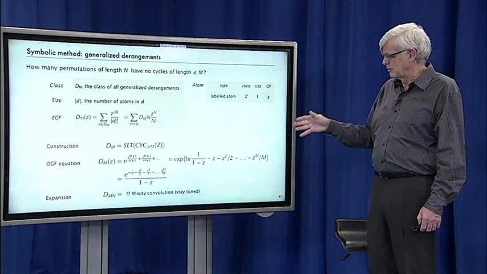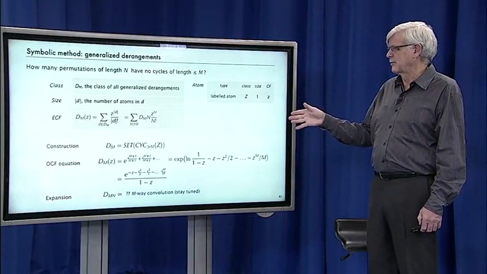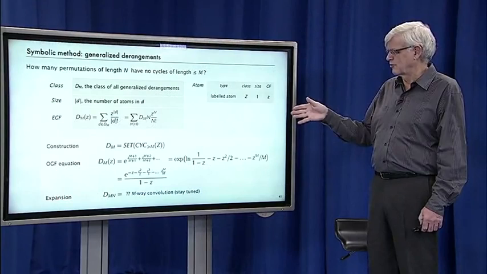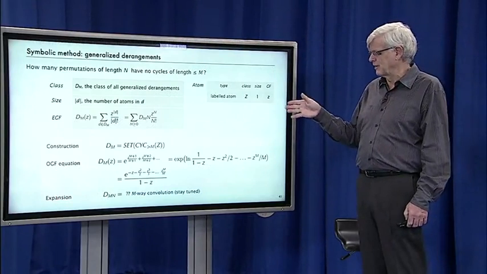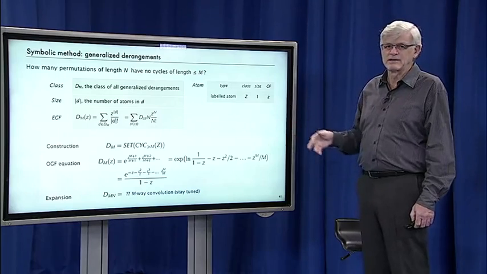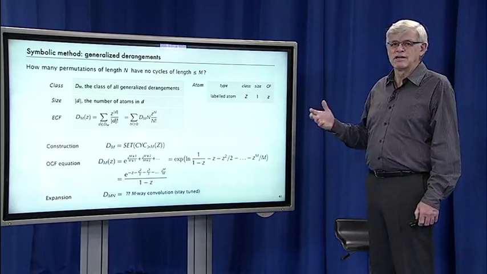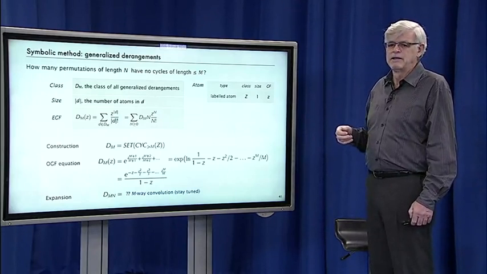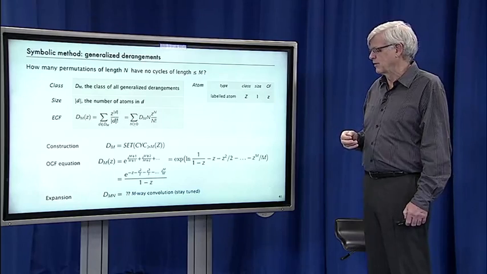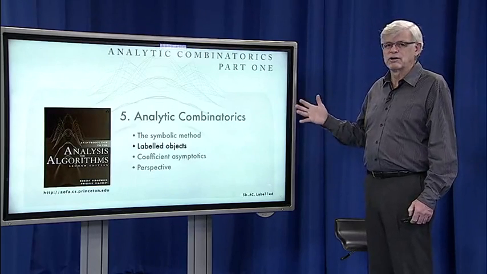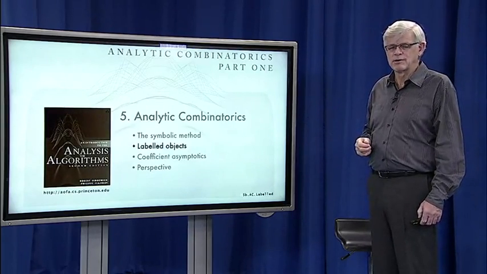So that's going to motivate how can we estimate the coefficient of z to the n in that complicated function. That's going to motivate the second part of analytic combinatorics, the analytic transfer theorems. But that's a basic introduction to the symbolic method for labeled objects.